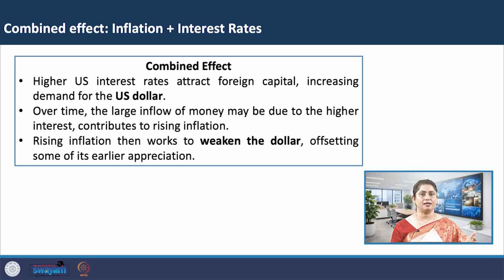This is where it really gets deep. Higher US interest rates attract capital from around the world, including from Britain. Money flows into the US, but this very influx of capital can start to generate inflationary pressure within the US economy. More money chasing the same goods and services. So, higher interest rates that initially attracted capital may over time signal and contribute to rising inflation. And rising inflation, as we just discussed, works to weaken the dollar.